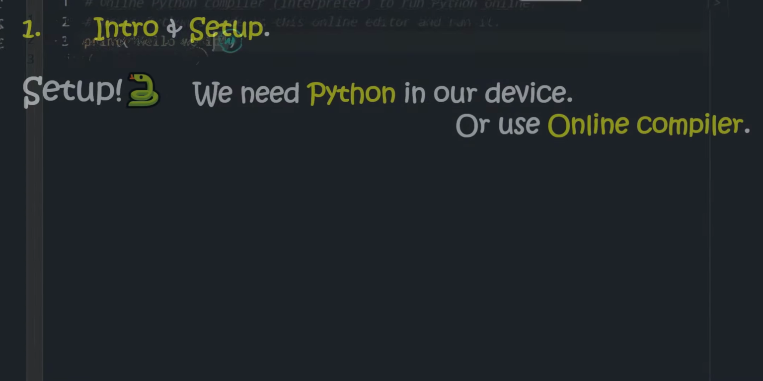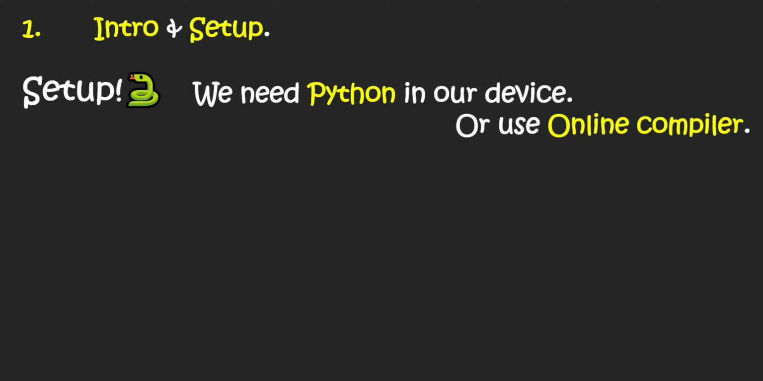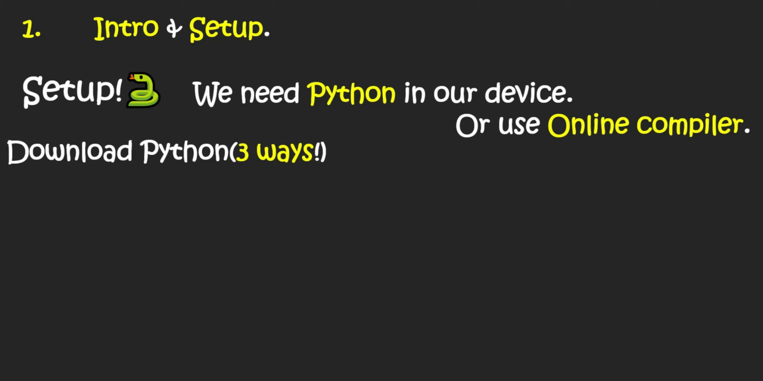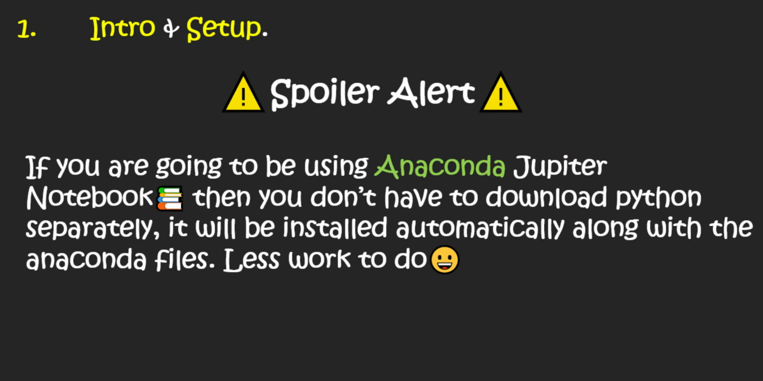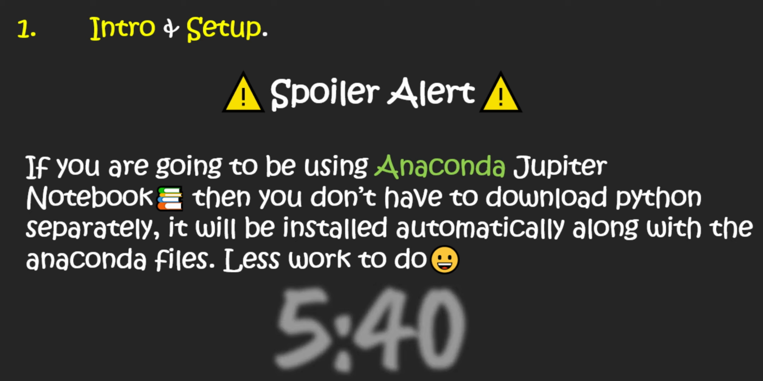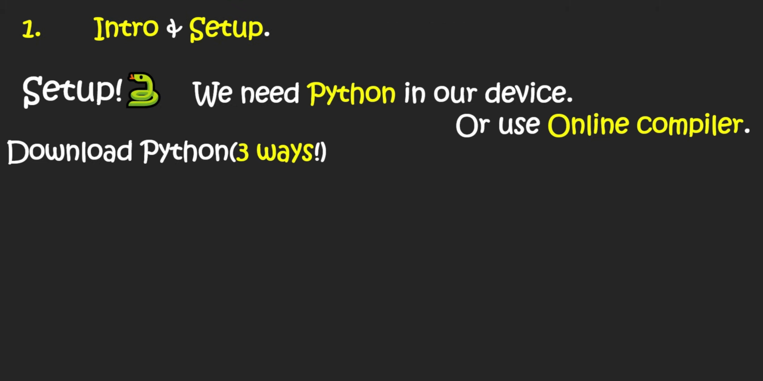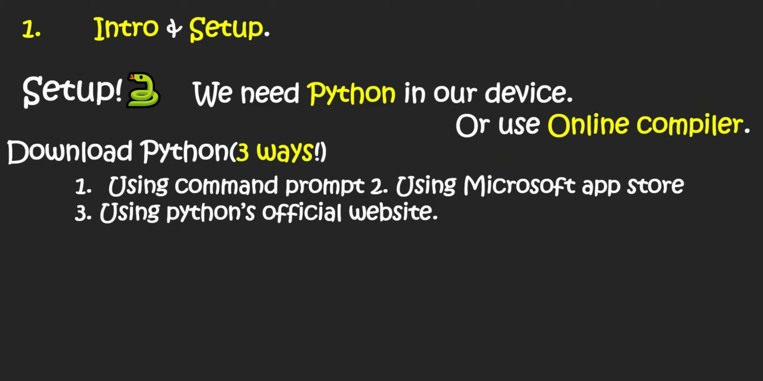Usually we download Python in our device. I am using a Windows 10 device. So we need to download Python, and there are three ways of doing so. But before proceeding, let me make one thing really clear, that if you are going to be using Anaconda's Jupyter Notebook, which I will be using for the rest of this course, you don't need to separately download Python. Python would be automatically downloaded along with the Anaconda's files. So less work to do, right? Yeah, so you could just directly skip the downloading part of Python and skip to this particular section of the video.